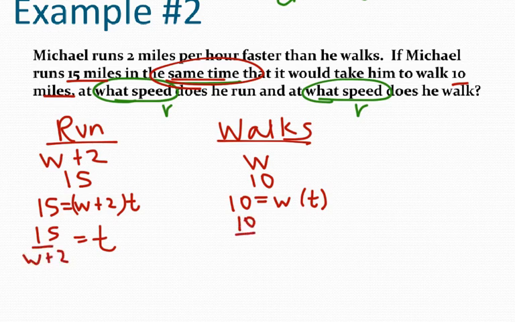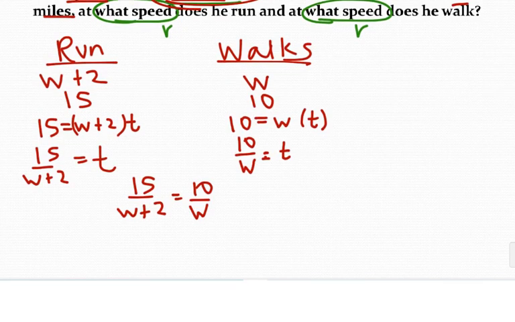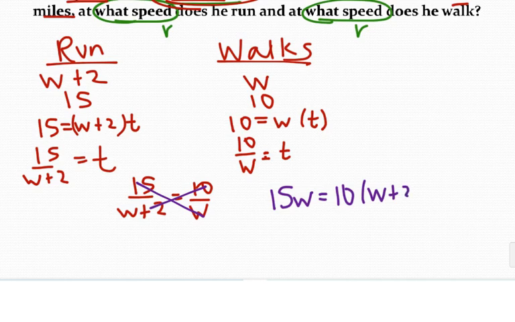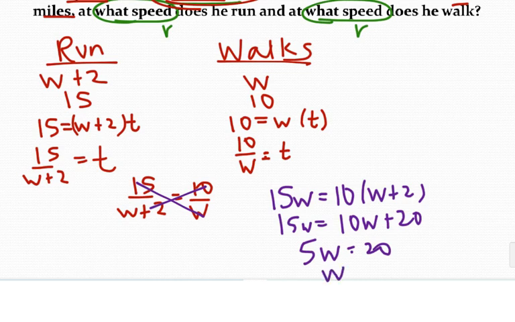The reason why I'm going to do that is because since my time is the same, I'm going to set those two equations equal to each other, and then it will be really easy to solve for W, which is the speed that he's going to walk. Once I've got it looking like this, it's just a proportion, so I can use my cross products. 15W is equal to, and don't forget to distribute, 10 times W plus 2, so that's 10W plus 20 equals 15W. Get your W's all together. 5W is equal to 20, and so W is equal to 4.